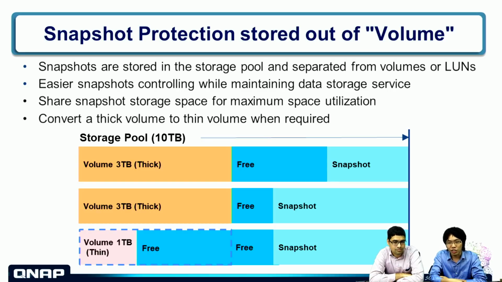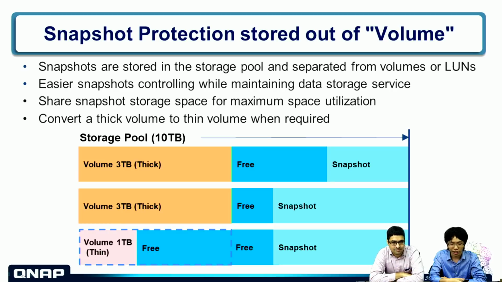Also, from the chart, in the second and third bar charts, you can see that we provide a very flexible solution. If you're using a thick volume but you don't have enough free storage pool space, you can easily transfer your thick volume into a thin volume, whose size is only calculated by the actual data usage. From the third chart, you can see that if we transfer a thick volume into a thin one, it will have more free storage space to store more snapshots. But if you're using a thin volume, you have to pay attention to your storage usage, right?